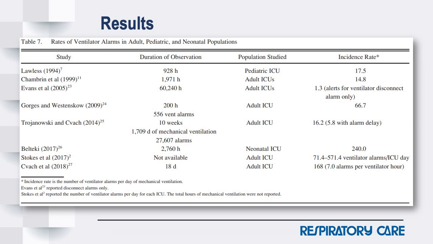But I also want to draw your attention to the fact that if you look at some of these other values, there are values as low as 1.3 alerts per ventilator per day, up to 168 or even 240 in the neonatal ICU. So there's a huge range of prevalence, and this study confirms that it's maybe a little higher than back in the 90s for pediatric ICUs, and it's in the 20s per patient per day for ventilators.